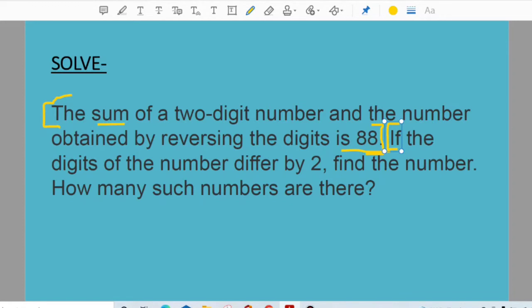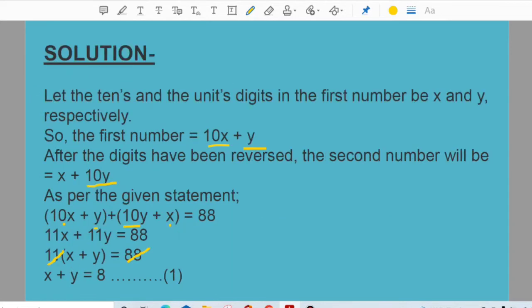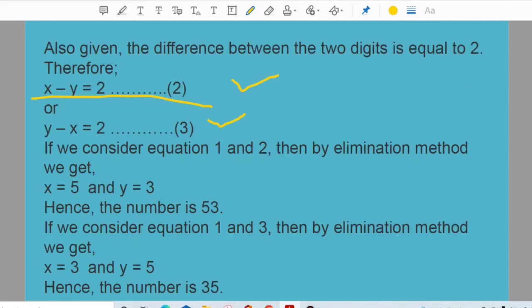Now we need to extract our second equation, and in order to do that, we need to use this: if the digits of the number differ by 2, which means, a simple statement, x minus y is equivalent to 2. So what we can do, y minus x equals 2 as well. Either of the two equations can be ours. Now by eliminating, this is an easy elimination because x plus y is equal to 8 and x minus y is equal to 2. First we take this second equation and proceed.